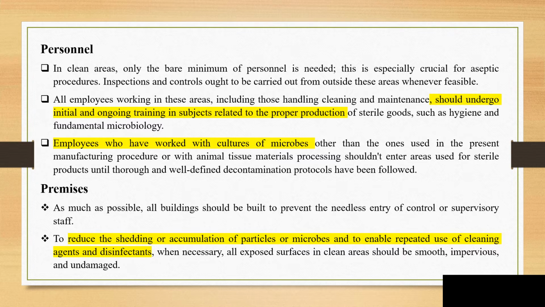The premises, all the buildings where the parenteral production is taking place, need to be built in such a way as to prevent any needless entry of control or supervisory staff, to reduce the shedding or accumulation of particles or microbes, and to enable repeated use of cleaning agents and disinfectants, which always have to be used.